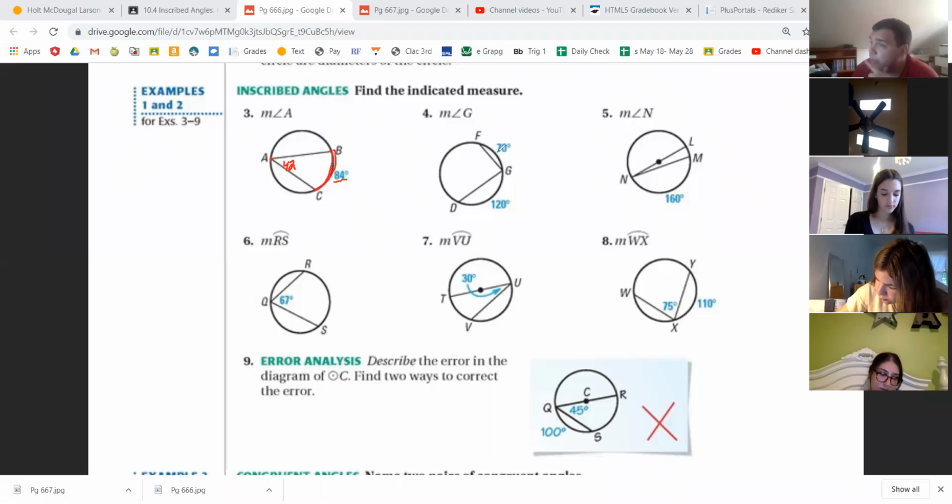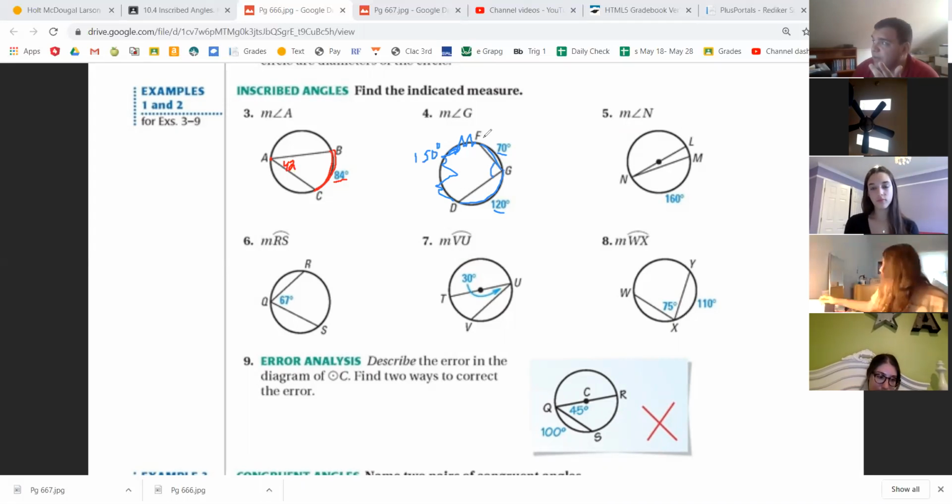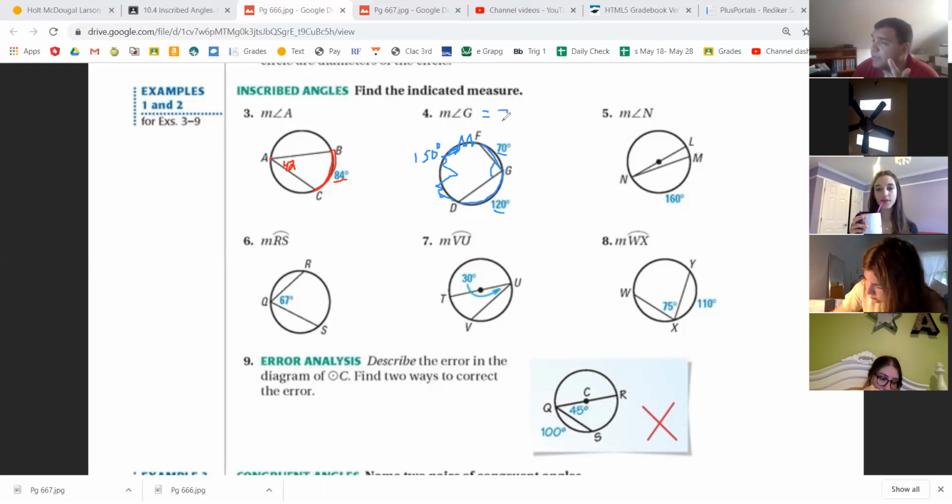Like number 4, if this part is 70 and this part's 120, and you know, because you're smart, that a full circle is 360, you could do 360 minus 70 minus 120 to find this part right here. So that's 190, 360 minus 190 is 150. So if this little part is 150 degrees, this is an inscribed angle intercepting that arc. Because it intercepts that arc, it should be half the size. So your answer for number 4 is going to be half of 150, which is 75.